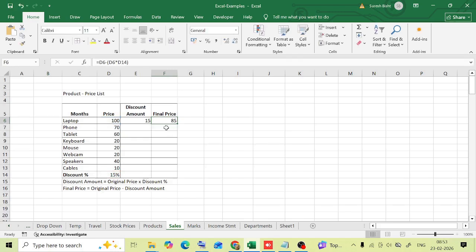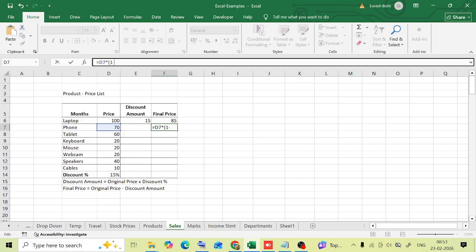You can also use another formula to calculate the final price. You just say is equal to the original price multiplied by 1 minus the discount percentage. So I'll say 1 minus the discount percentage.